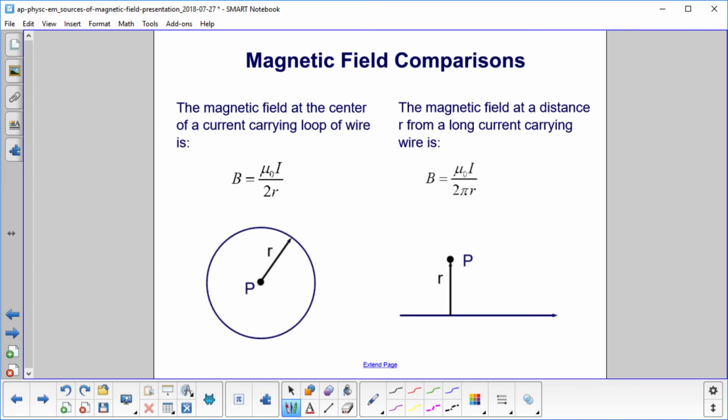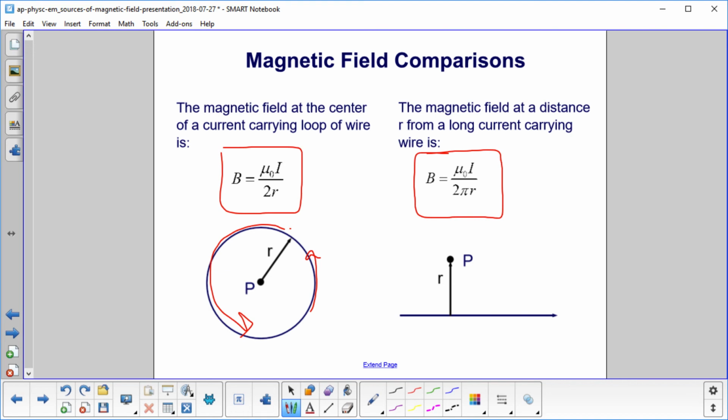Let's compare the two magnetic field derivations that we've done with Biot-Savart. We found that the magnetic field at the center of a current carrying loop of wire, and let's call it radius r, is going to be B is mu 0 I over 2r. The magnetic field at a distance r, see how we're matching the r's up, from a long current carrying wire is mu 0 I over 2 pi r.